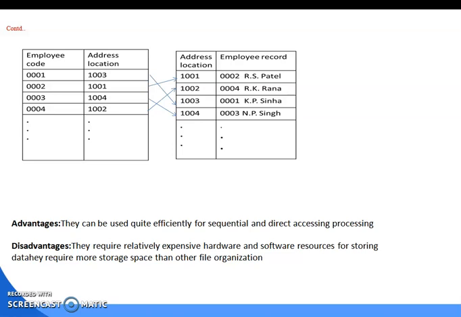So what are the advantages? They can be used quite efficiently for both sequential and direct access processing. The disadvantages: they require relatively expensive hardware and software resources for storing the data, and they require more storage space than other file organizations because they maintain two files, the data file and the index file.